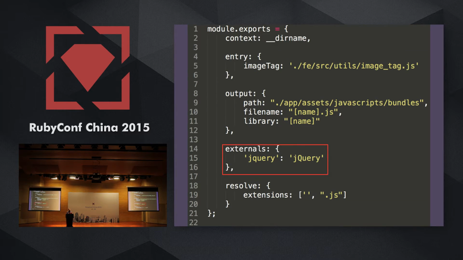There's actually a way to do that. Just tell it. So every time webpack will see jQuery, it will just do nothing. It's not its business.